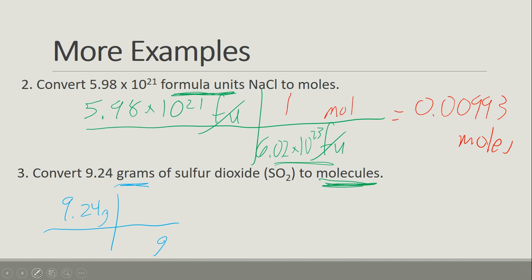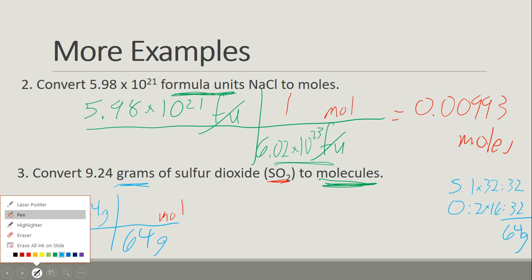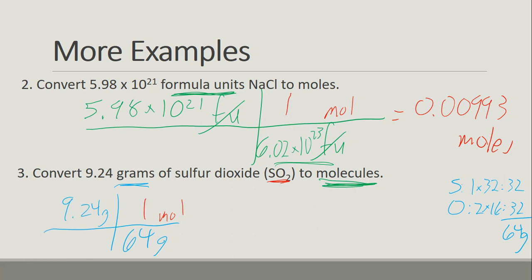I'm going to just go straight to moles here. Those of you who have figured out some other things, but that means grams to moles is a relationship on the periodic table. So I got to figure out what SO2 is. SO2 on the periodic table is going to be, so sulfur, there's one of those, and each one is 32. So that's 32. And oxygen, there's two of those, and that's 16. So that's 32 as well. And that's a grand total of 64 grams. So 64 grams is the number of grams in 1 mole of SO2.